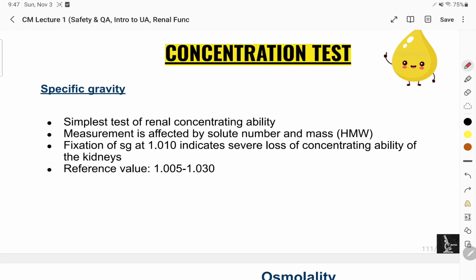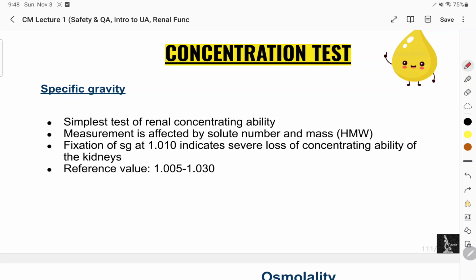And the reference value for your specific gravity is 1.005 to 1.030. If it goes down to 1.000, it is no longer urine, it is water. And if it goes up to 1.030, and if you are using refractometry, it can go up to greater than 1.045 to 1.050 specific gravity. But for your reagent strip, even if you are taking radiographic dyes, if you are using the reagent strip, it will not affect it. Because of the principle that is used in determining your specific gravity in your reagent strip.